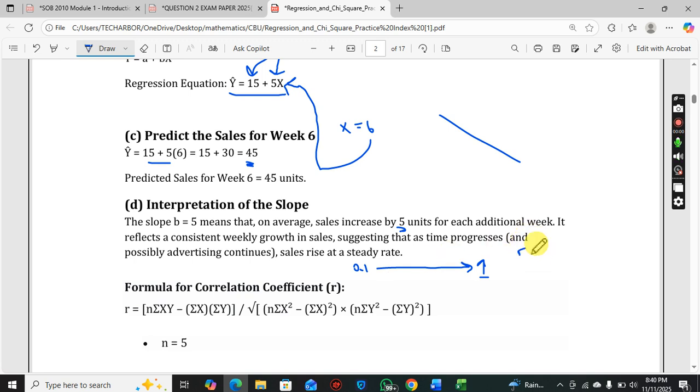For example, if you have a correlation coefficient of, let's say, 0.2, and one of 0.9, the one with the stronger relationship is the one with 0.9.